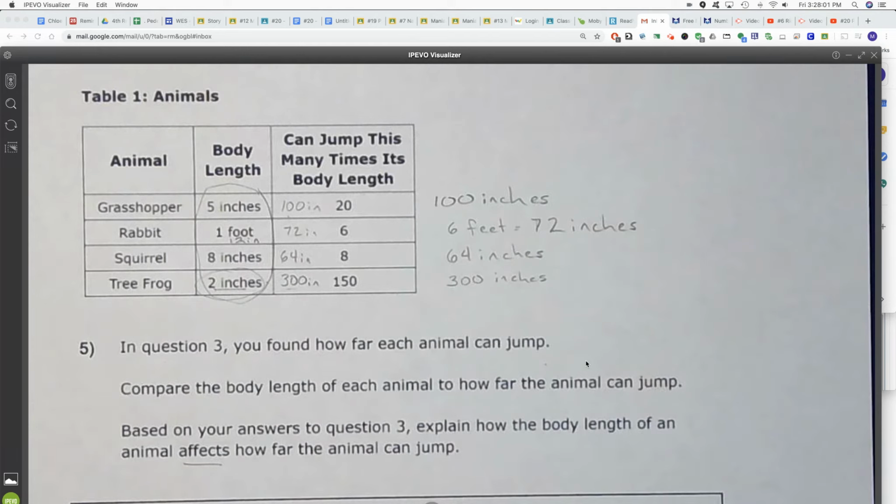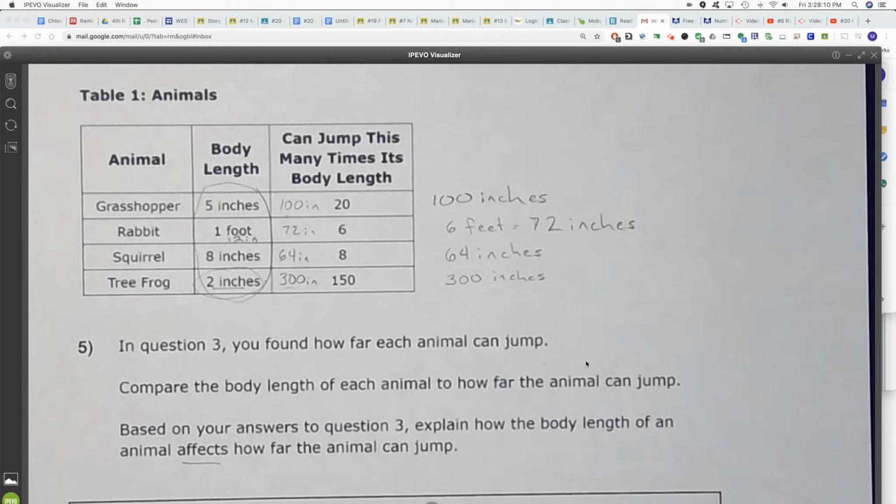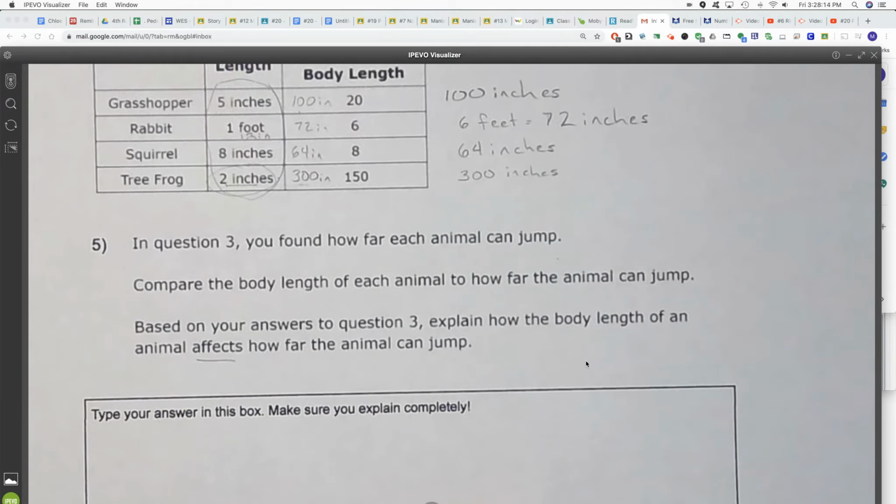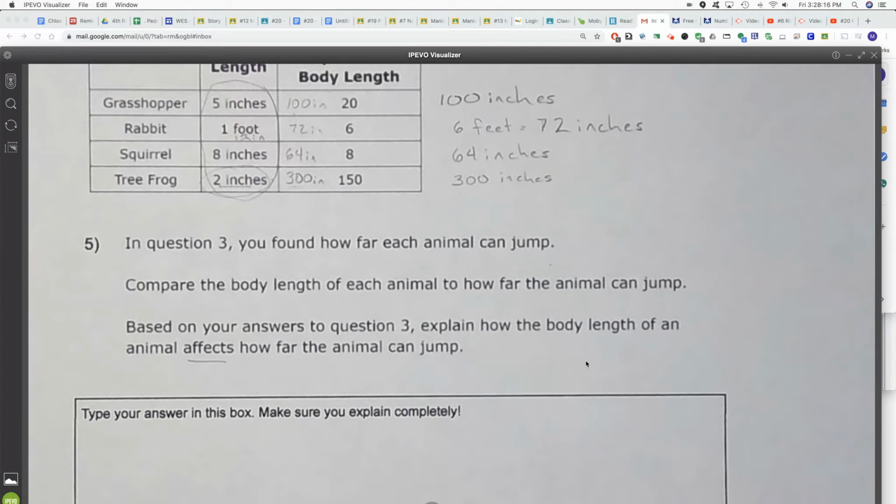So, I mean, maybe shorter body length makes it jump farther. So that would be a thing we could write here. Now, this is one of those questions where there's not a wrong answer as long as what you say makes sense and that you use some data to back it up.